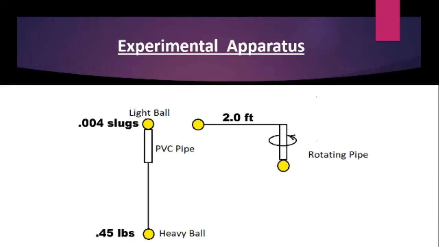When the pipe is rotated faster and faster, the lighter ball moves outward till the heavy ball is just below the PVC pipe. When this occurs, the lighter ball moves in uniform circular motion with a constant turning radius of 2 feet and a known centripetal force equal to the weight of the heavy ball, namely 0.45 pounds.